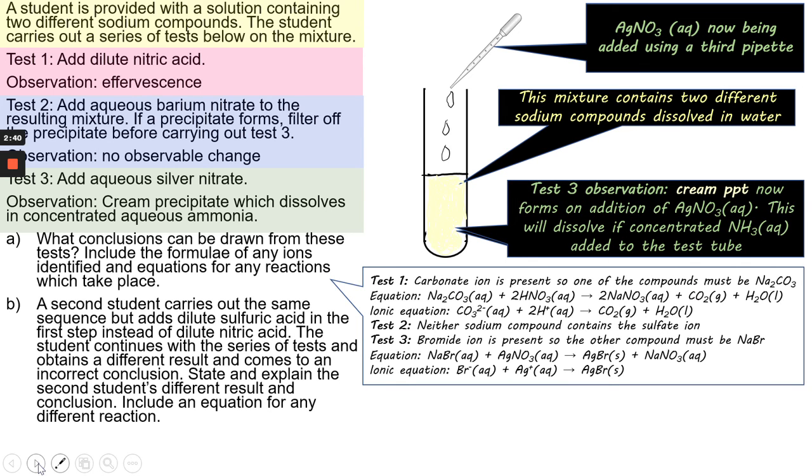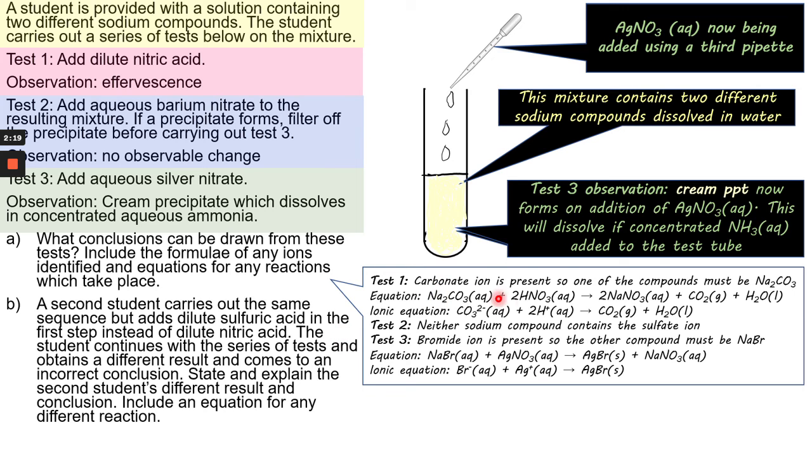and you get a cream precipitate now forms. Now if we were to add some concentrated ammonia to that test tube, that precipitate would dissolve, which confirms it's a bromide. So we can make some conclusions now in answer to part A. So test 1 is the carbonate ion, so that's our conclusion.